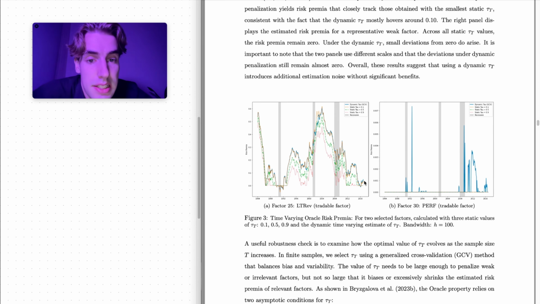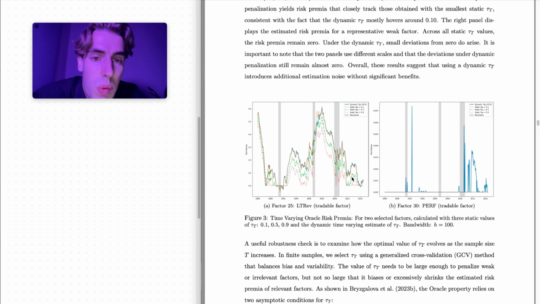We see that for normal risk premia that are activated, the difference is not so big. Choosing a tau of 0.0, 0.1, 0.5, 0.9, these are the differences, and the dynamic tau is the blue line. We see the blue line mostly hovers on the static tau value, but sometimes goes below it.